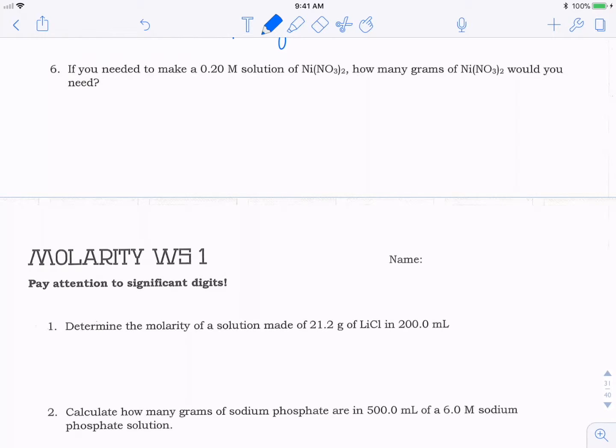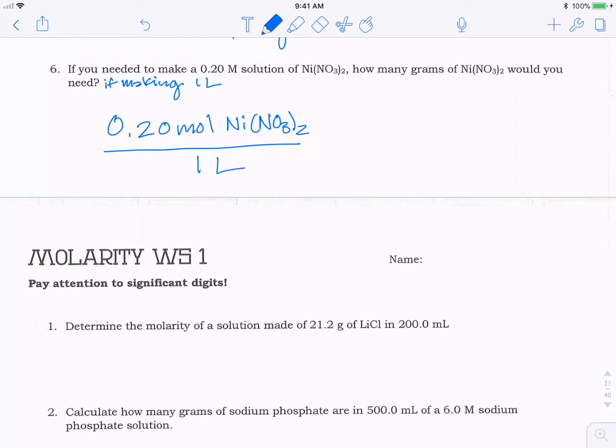All right, so for the last one here, we have something kind of strange because I told you can't start a problem with molarity, but that's the only thing you have. So we want to know how many grams would you need? Well, I should say if you're making 1 liter. All right, so we have 0.20 moles of nickel 2 nitrate for every 1 liter. We can cancel out the liters, but it really doesn't matter. So for every 1 mole of nickel 2 nitrate, we want to know how many grams that would be.